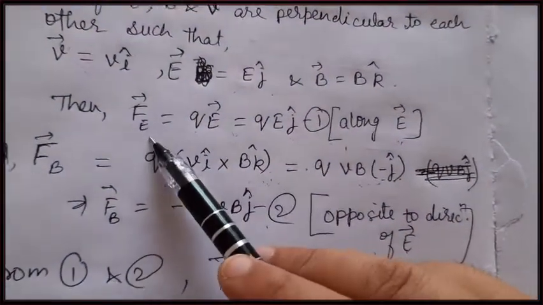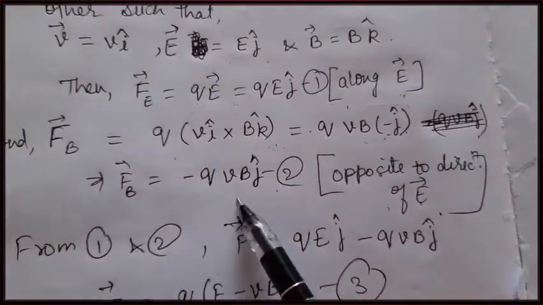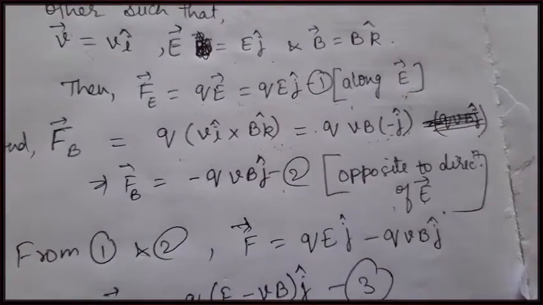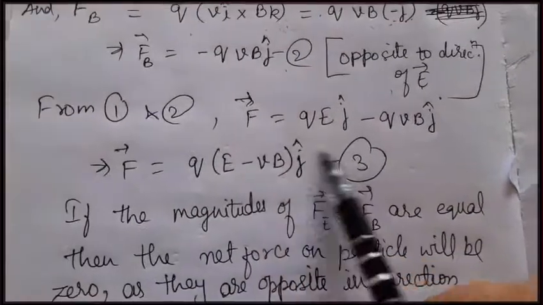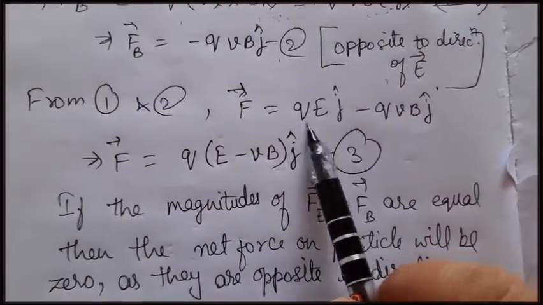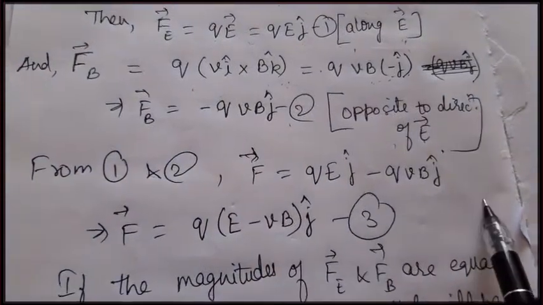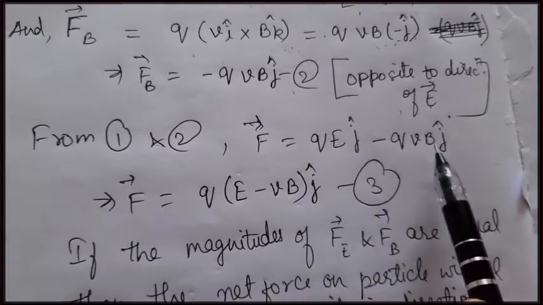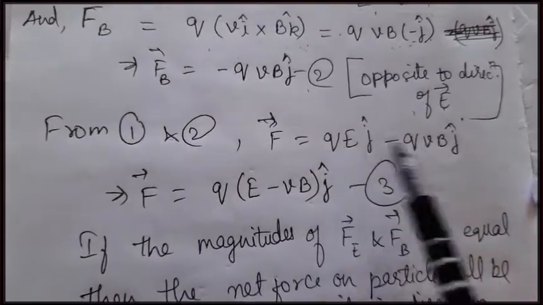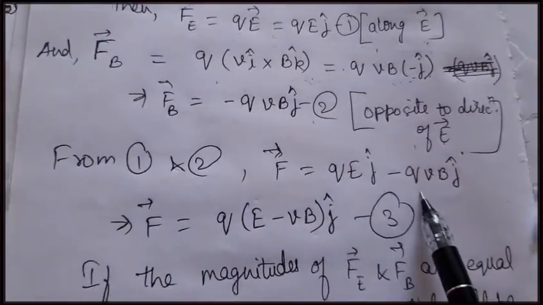So that means the direction of the force due to the electric field, FE, and the direction of FB, the force due to the magnetic field, are opposite to each other. Now we can find the net force, that is the vector sum of the two forces. So using 1 and 2, we just add 1 and 2, and we get the total force acting on the charged particle with charge Q when it is moving in the presence of electric field E and magnetic field B. So we add 1 and 2 along with the sign.